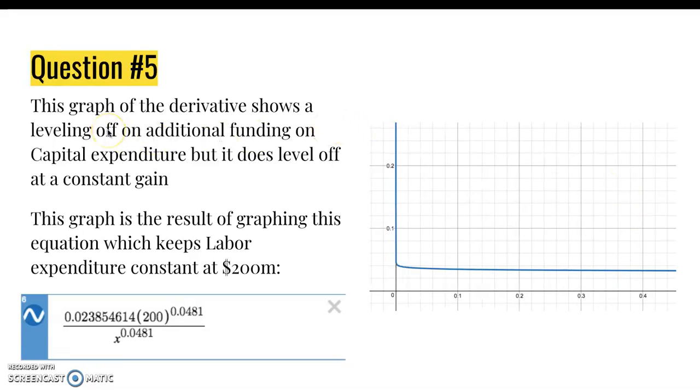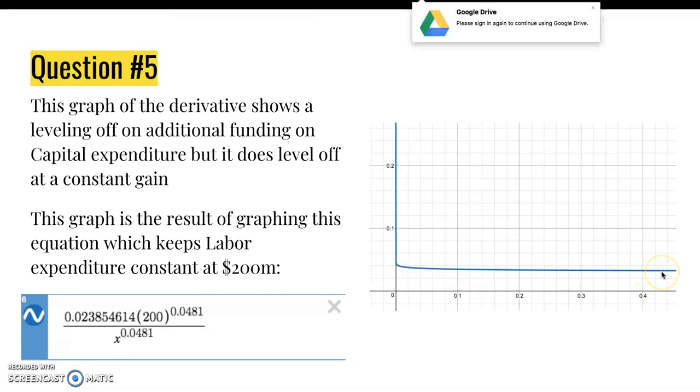And so this graph of the derivative shows a leveling off on additional funding on capital expenditure, but it does level off at a constant gain. This graph is the result of graphing the equation and keeping labor expenditure constant. So again, this is more feasible because it does not approach 0. You end up with the same rate, just about constant increase as you continue along.